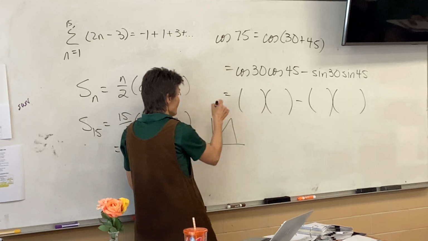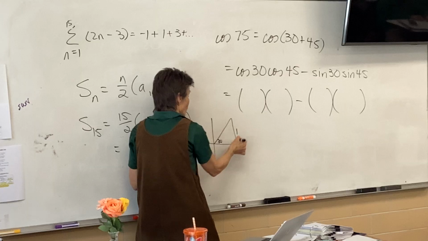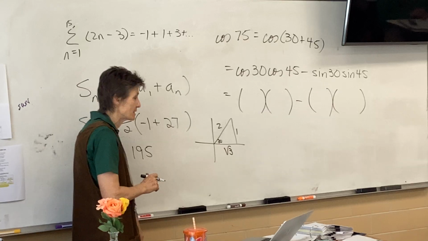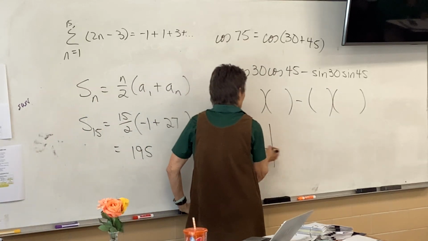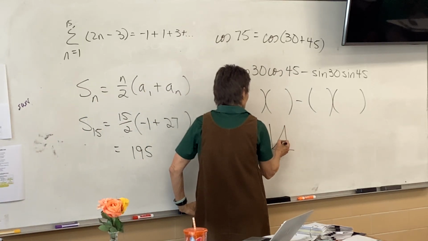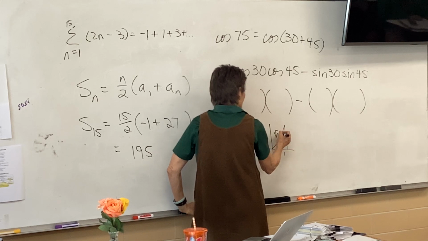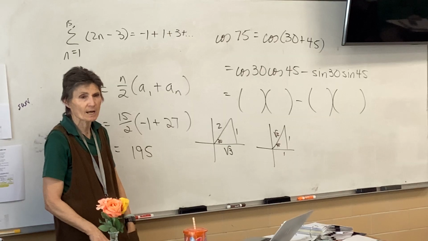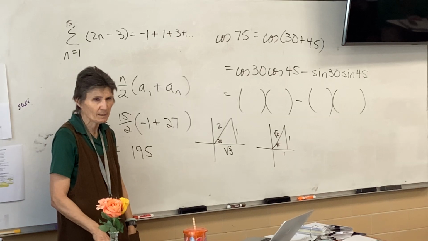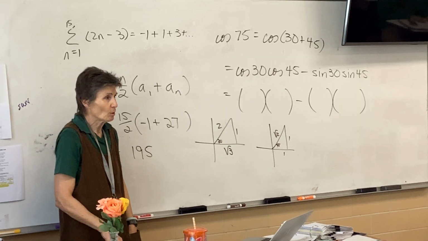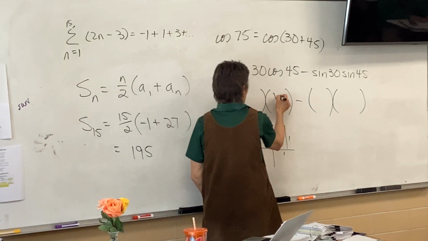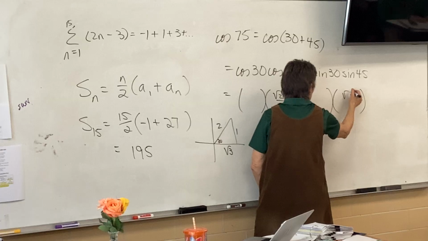So in a 30, 60, 90, we know the ratios are 1, root 3, and the hypotenuse. Those are the ratios in a 30, 60, 90. And then a 45, 45, 90. This is the one that we probably don't need to draw, because the sine and cosine of 45 are the same, right? They're both root 2 over 2. So cosine is root 2 over 2, sine is root 2 over 2.